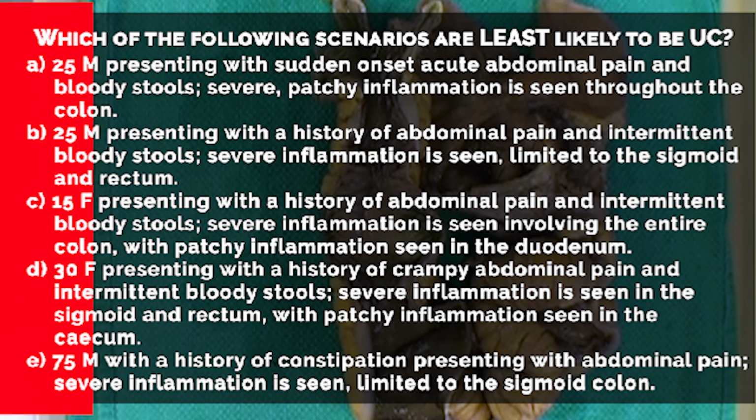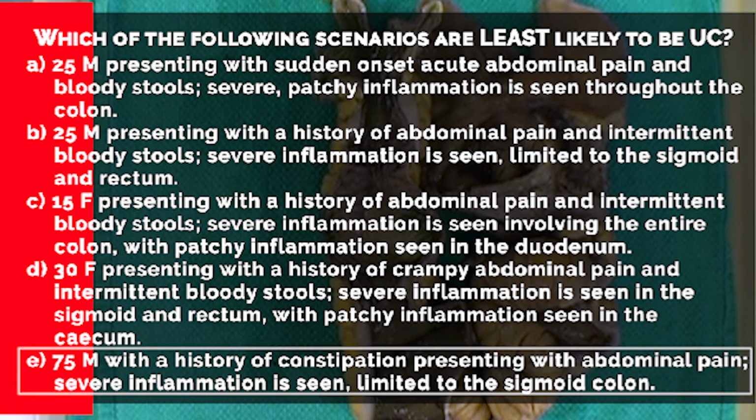Okay, we have a pretty even spread, and the majority did get the correct answer in this case. A 75-year-old man with a history of constipation and inflammation limited to the sigmoid. That pattern of inflammation, along with the demographics and the history of constipation, was meant to point you towards diverticular disease, which would be a typical presentation. The other four are all meant to describe various pitfalls in the diagnosis of ulcerative colitis.